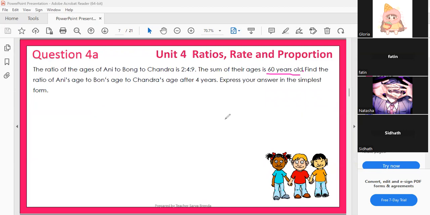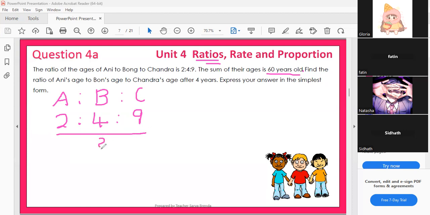So there are 3 people here, Ani, Bong, and Chandra. For me, I would just like to say it's A, Ani, to B, Bong, to C, Chandra. The ratio is 2 to 4 to 9. Now again, ratio is always parts. So Ani's age is 2 parts, Bong's age is 4 parts, Chandra's age is 9 parts. Now my question is, how many parts are there all together?